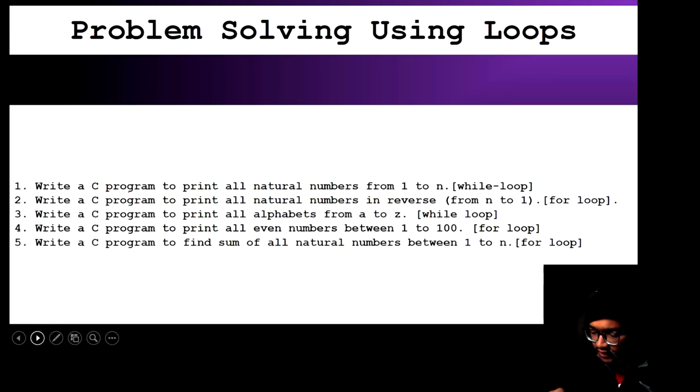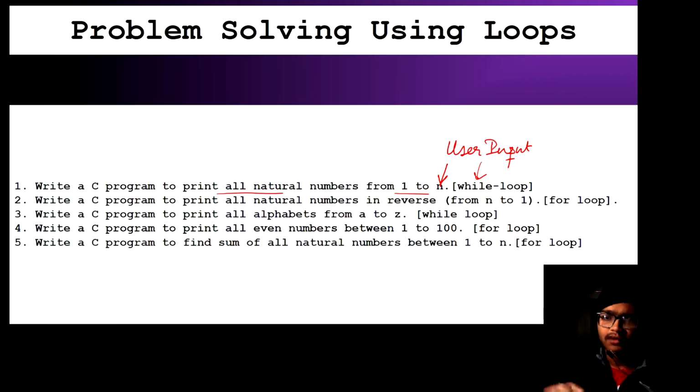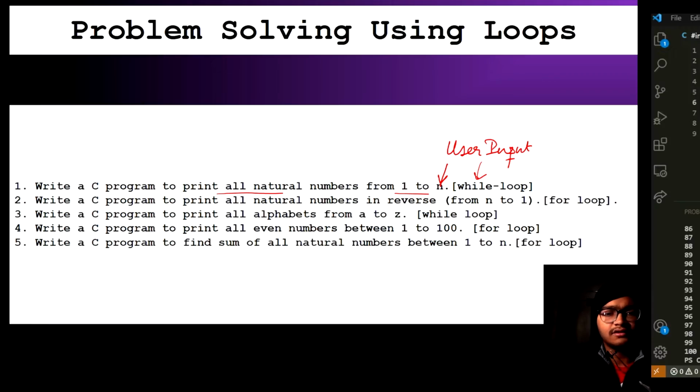It says: write a C program to print all natural numbers from 1 to n. What is n? n is user input. We have to use a while loop, so let's write the code in VS Code.